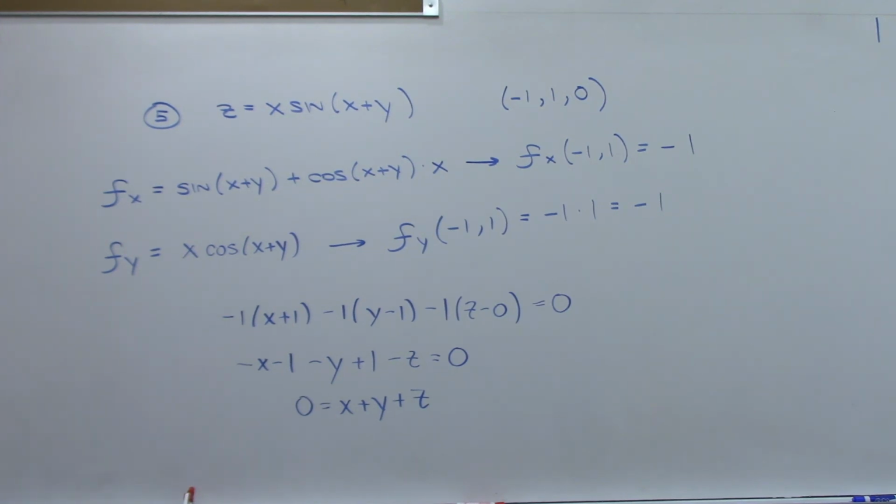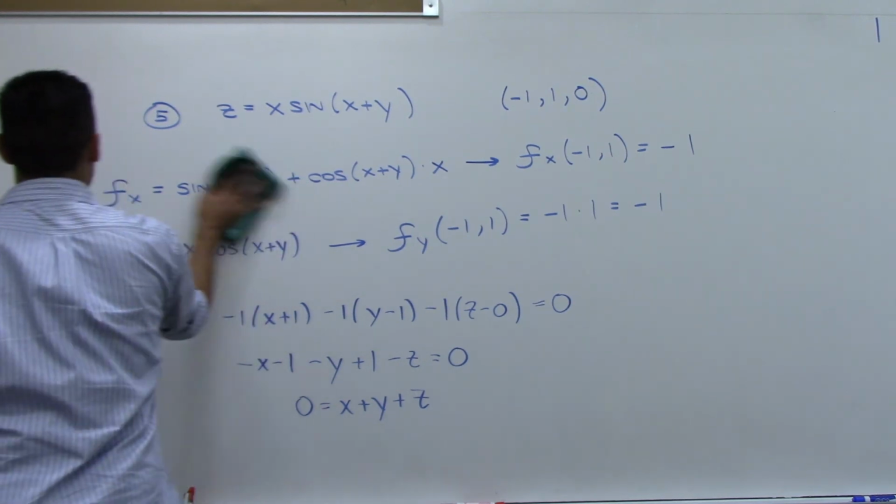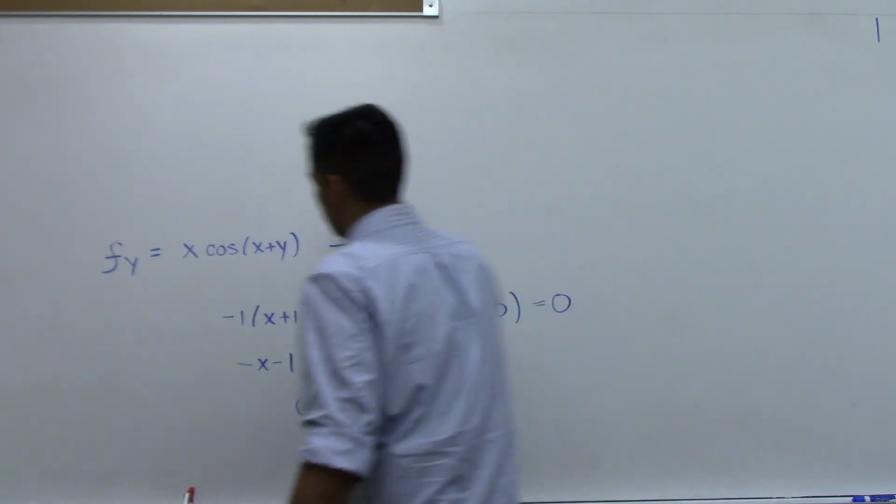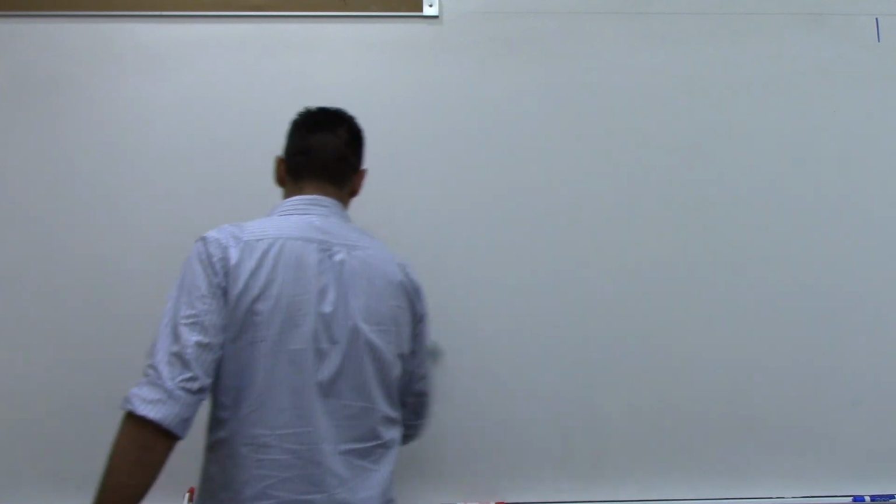Number 6. I think I'll let you do 6. I don't see anything real tricky in 6. All right, that's it. I didn't ask you too many problems in this section because I want to keep it simple. Just make sure you know how to use that formula to get the equation of the tangent plane to a surface.